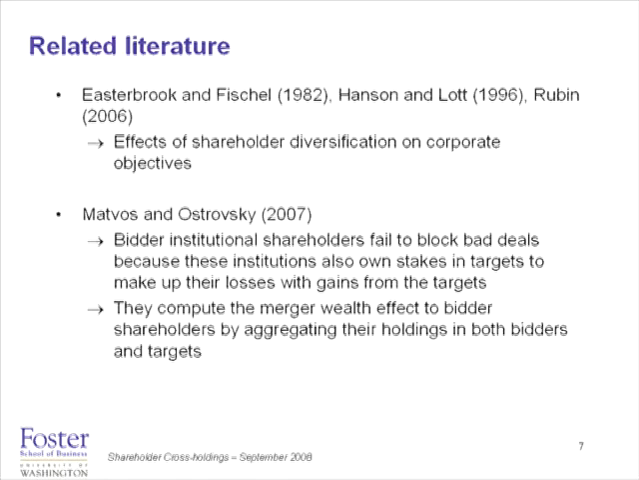Okay, so the general idea that shareholders have heterogeneous preferences over managerial actions, because they are affected differently by the externalities imposed by firm decisions, is not new to us. Easterbrook and Fischel, Hansen and Lott, and Amir Rubin has a more recent paper talking about, in general, the effects of shareholder diversification on corporate objectives, and how this changes the way they view corporate actions because of these externalities.